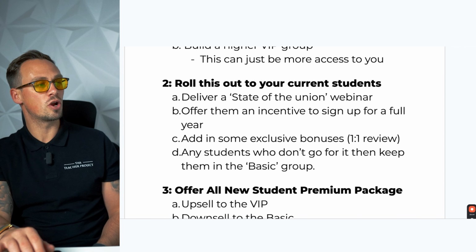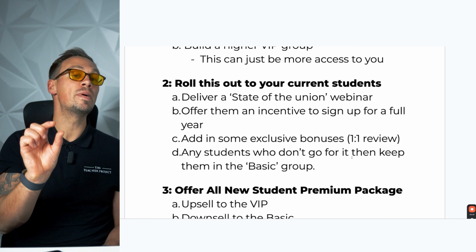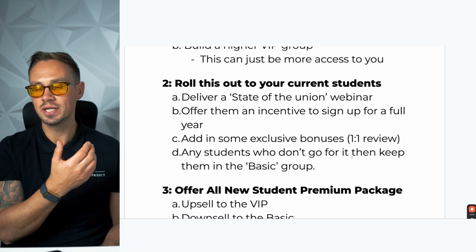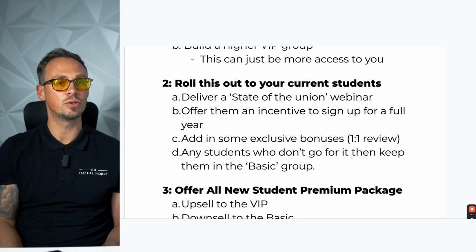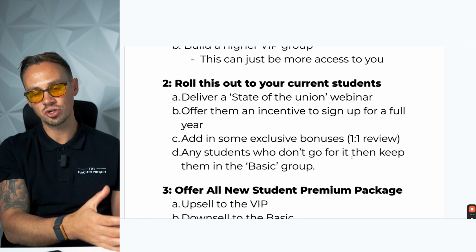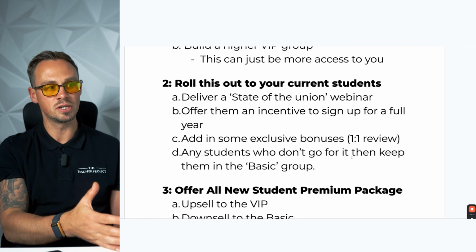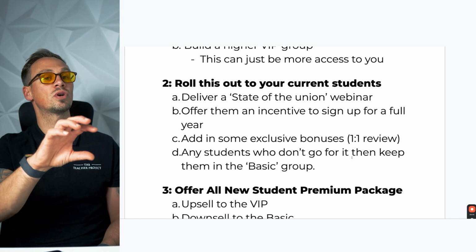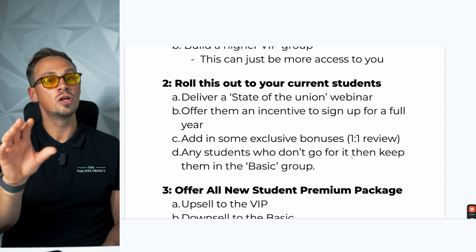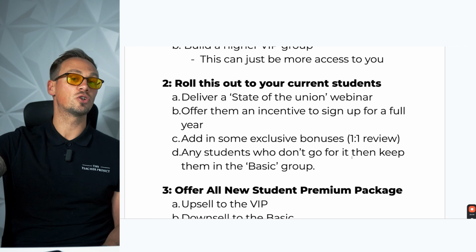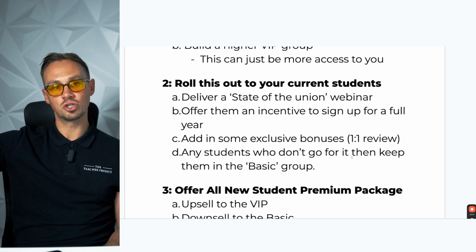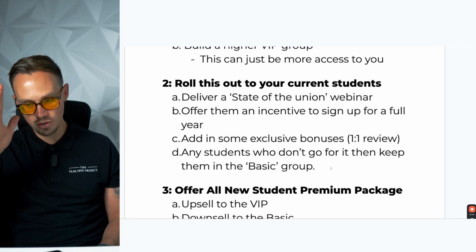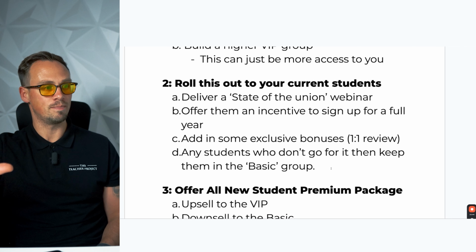Any students who don't go for it, keep them in the basic group, which is what you'll be running now, the continuity, 200 a month or whatever if you're running a model like that, or the one-on-one sessions. If you're still doing one-on-one for some reason, you could get other teachers to come and take that group over. This would be the transition for you to be able to just switch your time to groups, okay? And so you have the basic, your core, and then you can have VIP.